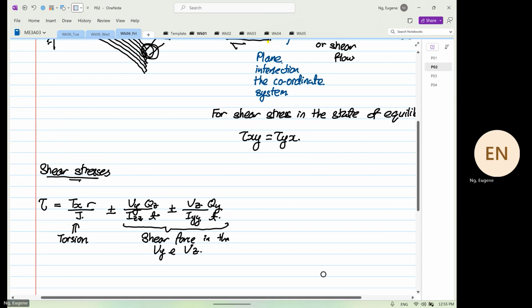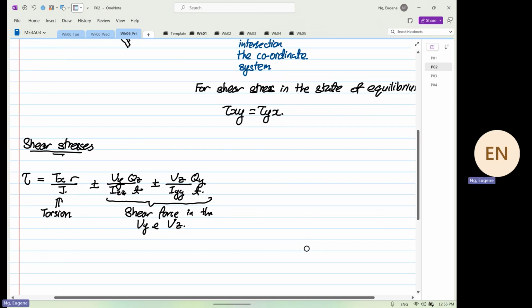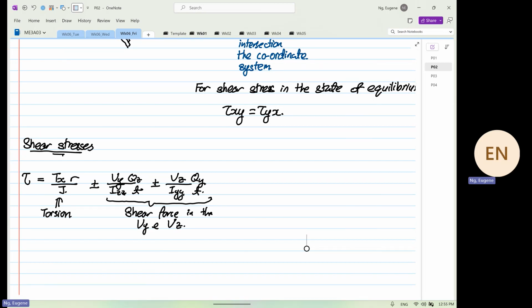Now, if we look at, I'm going to reverse a few gears to what we learned in bending moment. In bending moment, we have what? Px over A plus or minus My over Iyy multiplied by z plus or minus Mz over Izz multiplied by what? Y.